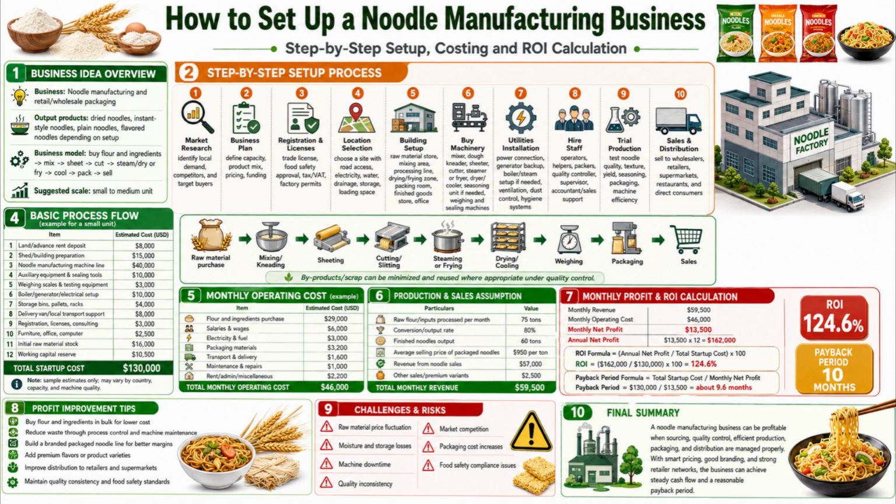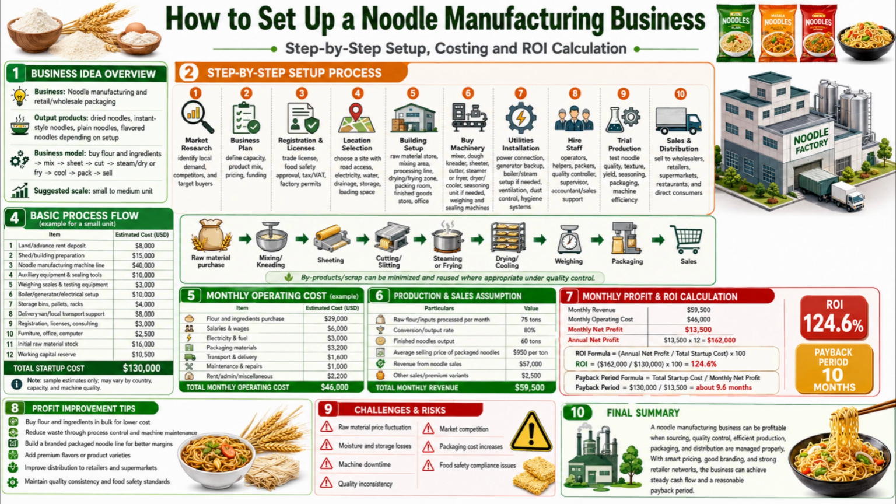Now, let's understand the basic process flow. First, raw materials such as flour and ingredients are purchased. Then they are mixed and kneaded into dough. After that, the dough is passed through sheeting rollers to make thin sheets. Next, the sheet is cut or slit into noodle shape. Then the noodles are steamed, dried, or fried depending on the product type. After that, they are cooled, weighed, packed, sealed, and sent for sales.